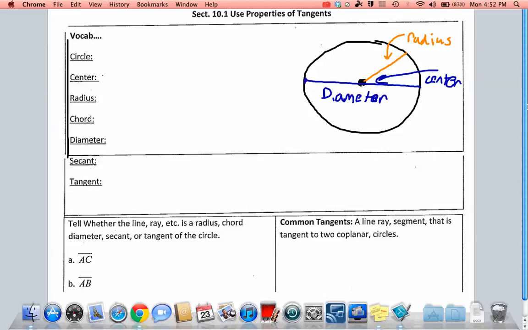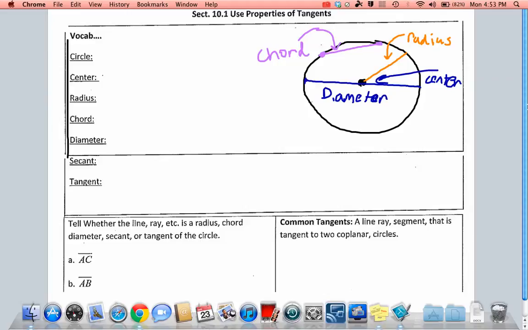And the last thing, this is probably a new word for you, is chord. A chord takes 2 points on the edge of the circle and connects them. So this purple thing here is a chord. Those are the main words, the main vocab that you've got over there to the left. I would recommend, like I said, looking those things up, and then you have actual solid definitions to go with the circle vocab.